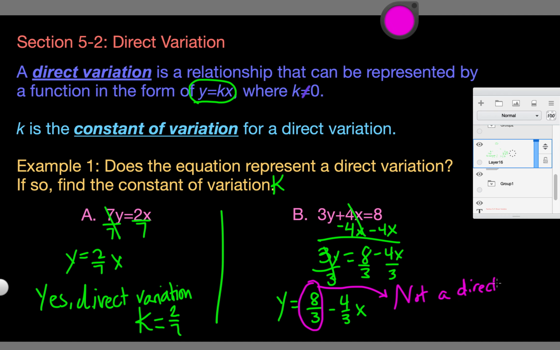Do we see the difference between A and B? One has more than this one term on the right and the other one doesn't. Okay?